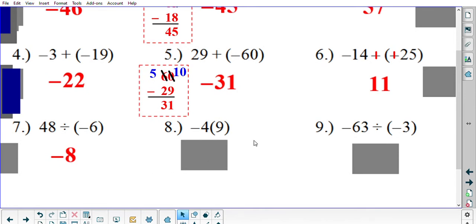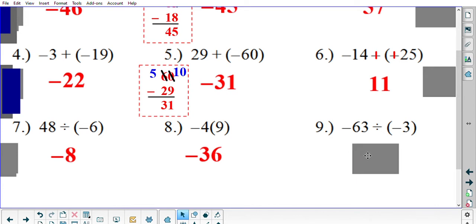Same thing on number 8. We have a positive and a negative. This time we're multiplying, and that's going to give you negative 36. Hopefully you remembered that when you have a negative 4 right next to parentheses with nothing in between the negative 4 and the parentheses, then that means multiplication.